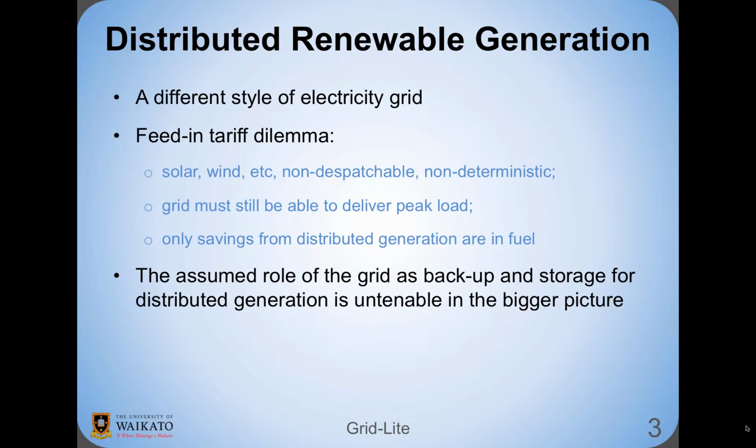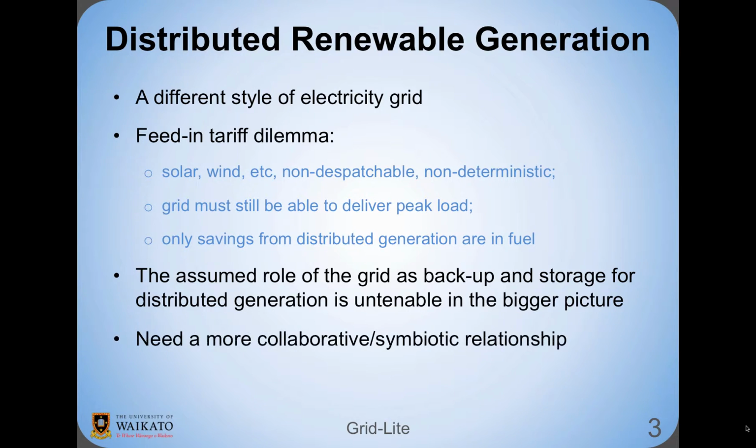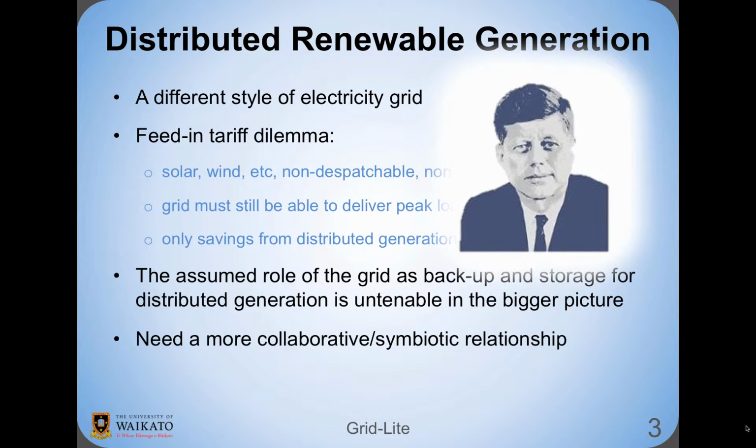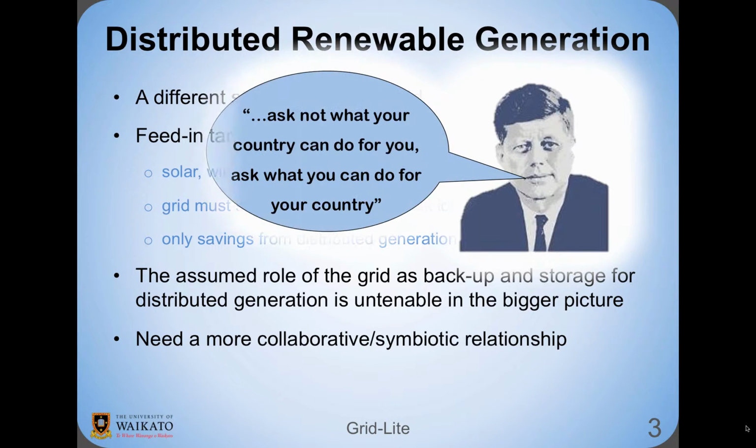So as small-scale distributed generation becomes more widespread, the assumption that the grid will always be there as backup and storage becomes untenable. And we need to find a more symbiotic way of the grid and the distributed nodes working together. I'm reminded of a speech by John F. Kennedy, President of the United States back in the 1960s. With a small change, we can turn this into a succinct statement of our present problem.